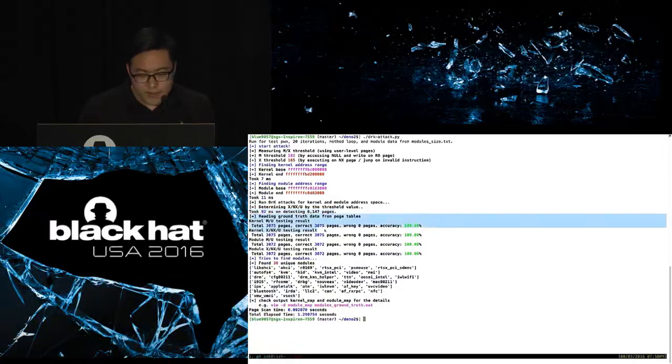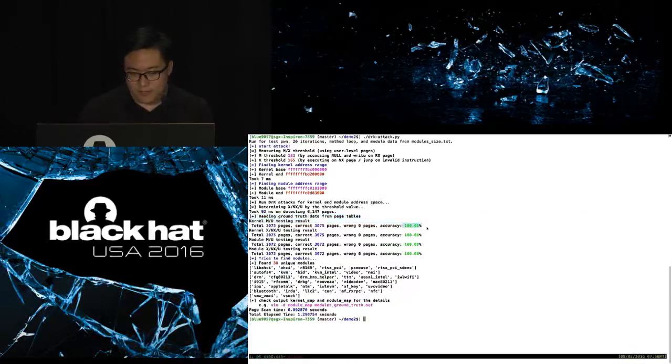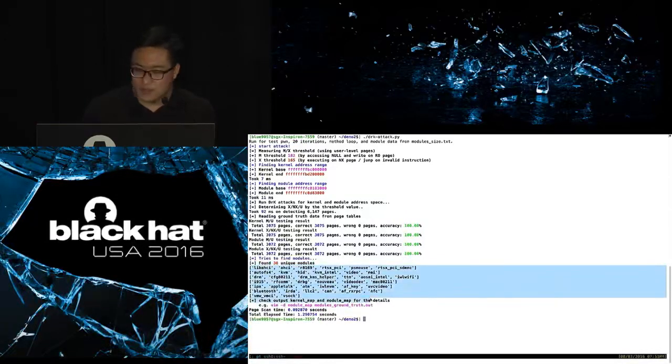Then we grab the ground truth information from the page table and compare the permissions. For all pages, we achieved 100% accuracy. So the results from DRK exactly match the results from the page table. And for the type 2 attack, we successfully detected 38 unique size signatures, so we can identify the 38 modules in the module space.